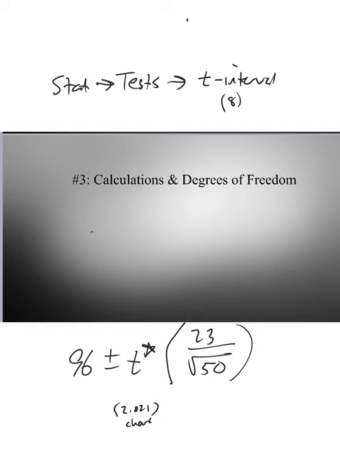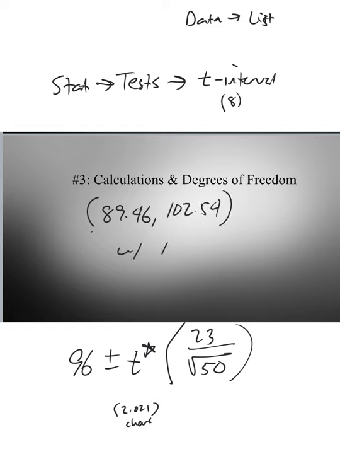Data would mean you have a list of numbers. We don't have a list of numbers here, we just have the stats, and so I would keep it on stats here. My X bar is 96, my S sub x is 23, my N is 50, and my confidence level is 95. What that does is that gives us an interval of 89.46 to 102.54 with 49 degrees of freedom.